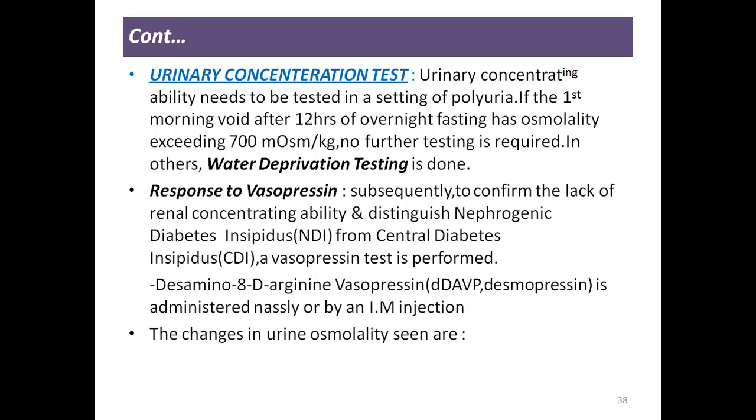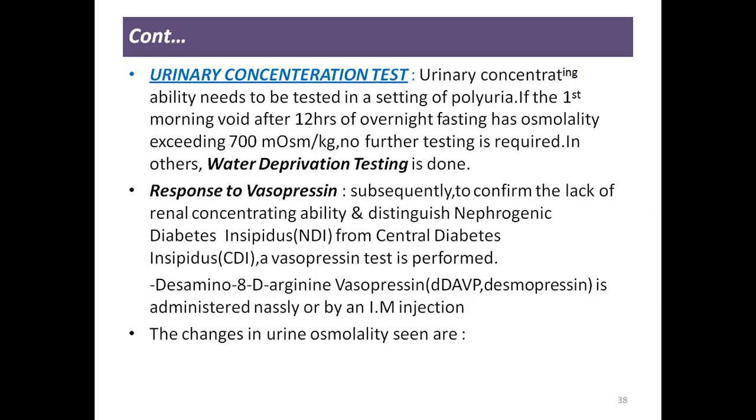In others, a water deprivation test might be done. See, for the urinary concentration test, what we have done is 12 hours of overnight fasting, and after that fasting, you get the morning sample. If the concentration is more than 700, we are sure that it's okay, so the condition is quite fine. Then we can go for the water deprivation test. That is, we won't give any water to the person, and then we'll test the osmolarity. If the concentration is more than 700, we'll be assured that the kidneys are functioning properly.